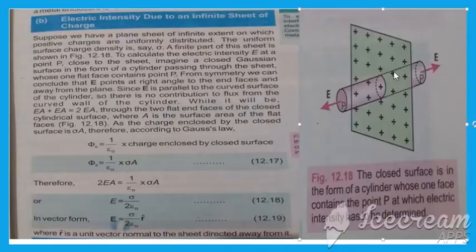So total flux through the flat end faces is equal to 2EA. This is through the two flattened faces of the closed cylindrical surface, where A is the area of the first flattened face and another area A is the second flattened face. Both the areas are the same, and electric field intensity is the same through these flattened faces.